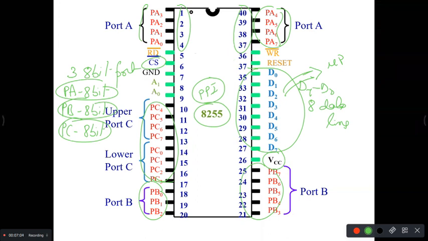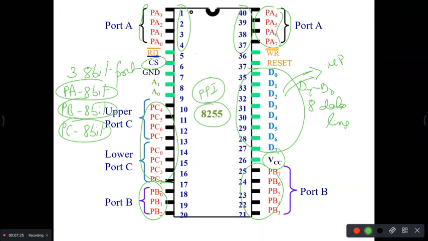Chip select. You have done so many chip selects. To select this chip, to enable this chip, your chip select has to be low. That is CS bar, right? Exactly, it is low. CS bar. Okay. Now, can you tell me what the read bar signal is?